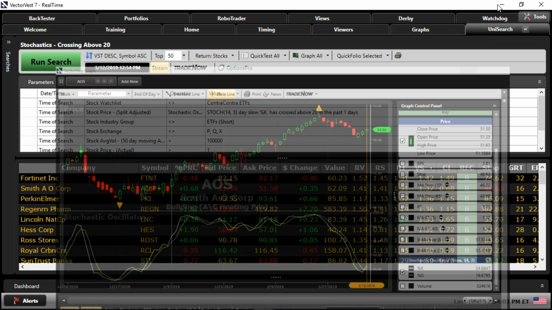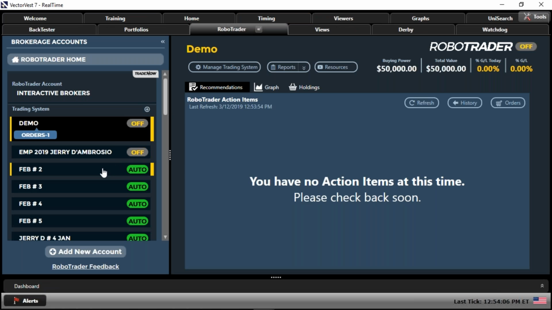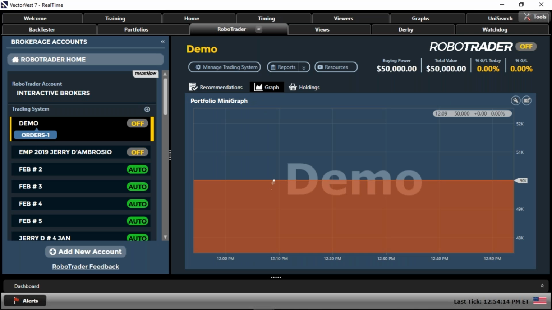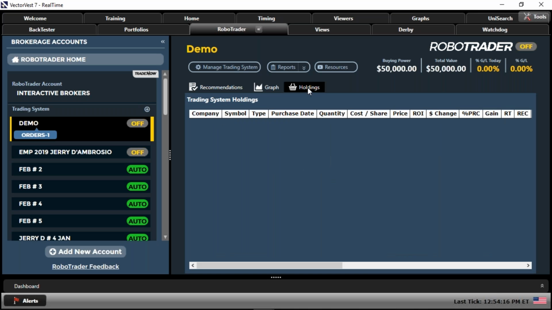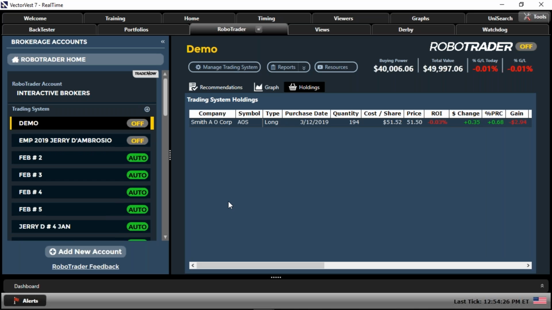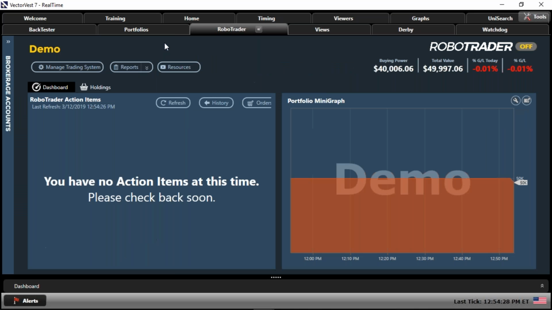cancel here, let me go to the Robo Trader tool. And here's that Robo Trader portfolio. Here's one order pending. Here's an equity curve. Now, here are my holdings. I don't have any holdings yet. The order is still pending. Watch what we see here when that order is filled. There you have it. It's now filled.